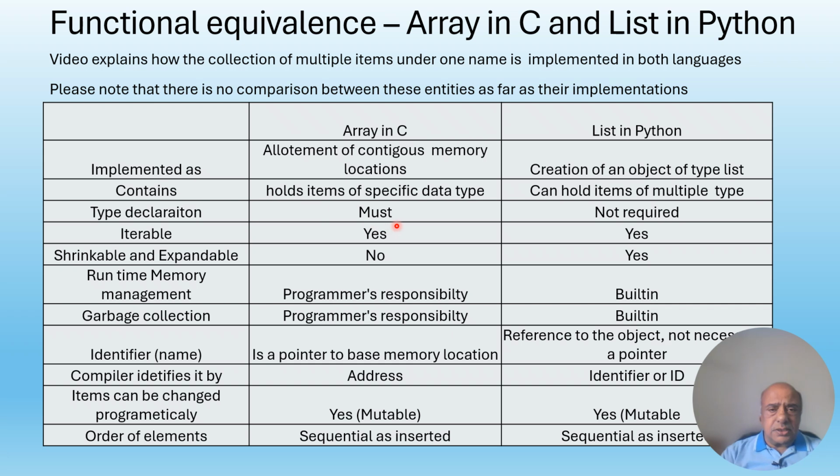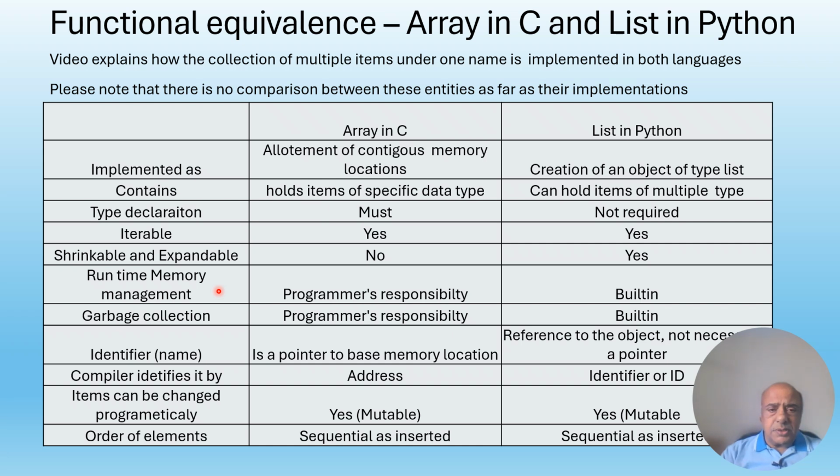Type declaration in C is a must. In list it is not at all required. In Python it is not at all required. Both are iterable. Whether the arrays in C can shrink or expand during the runtime? No. Whereas there are many functions in Python which allow us to expand the list or to shrink it as per our requirement.